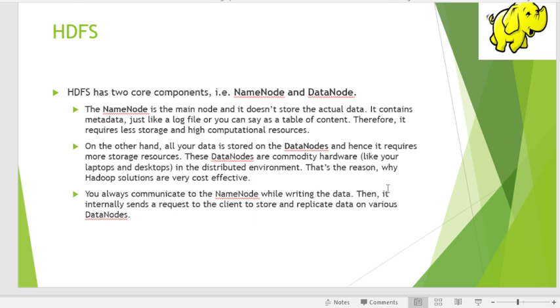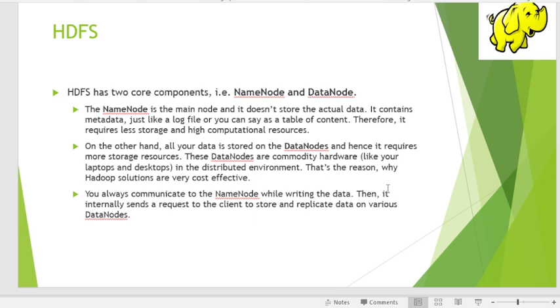On the other hand, the data node is storing all your data. Hence, it requires more storage resources. These data nodes are nothing but commodity hardware like your laptop or desktop in a distributed environment. That's the reason why Hadoop solutions are very cost effective.